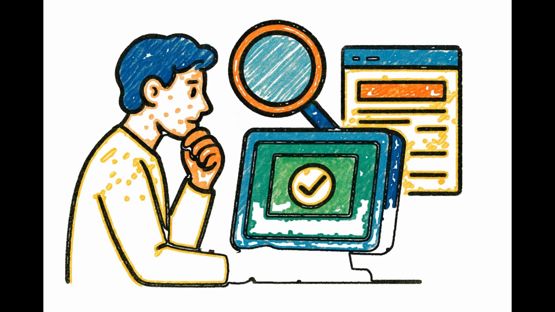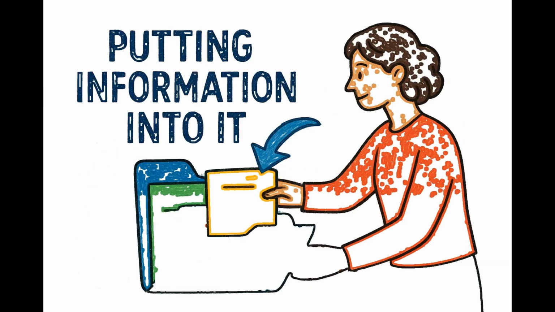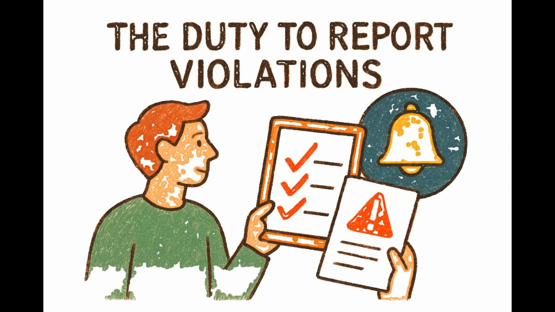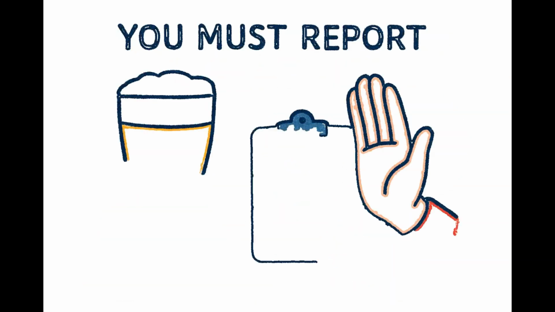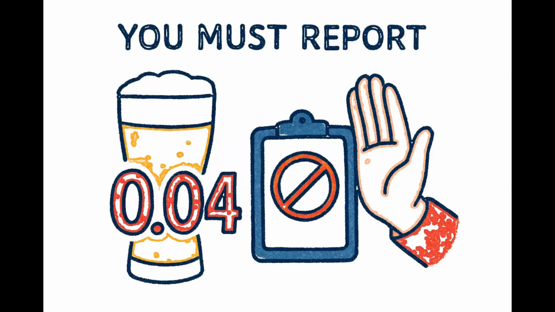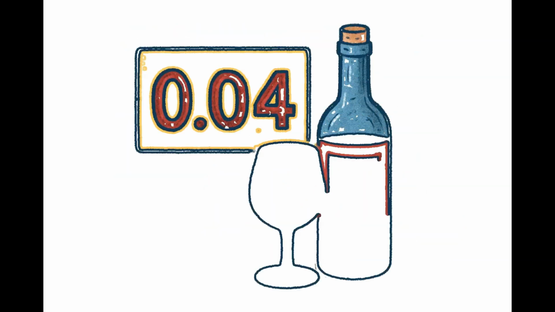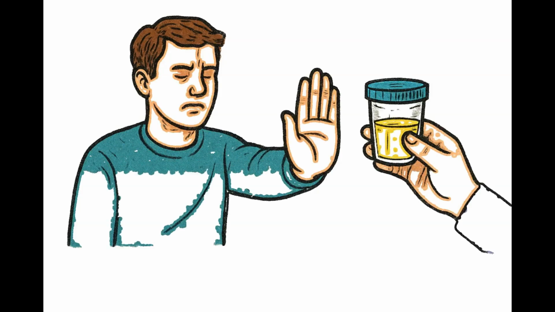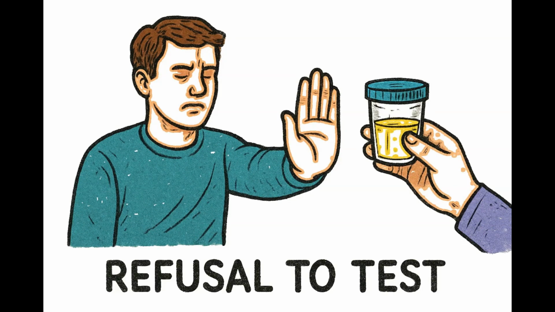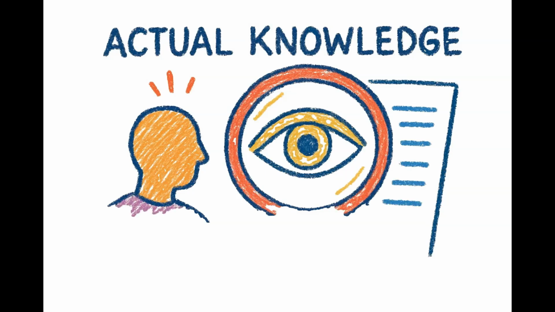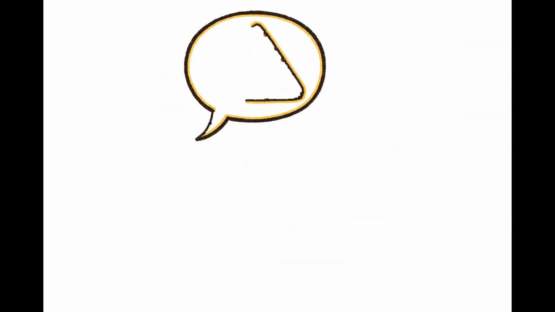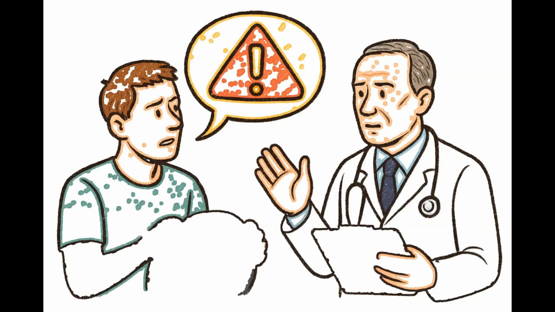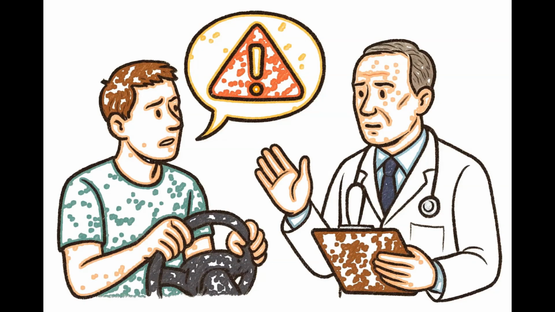That covers looking into the system. The other side of the coin is putting information into it. This is your second core responsibility, the duty to report violations. You must report several specific types of violations. First, any alcohol confirmation tests with a result of 0.04 or greater. Second, any refusal to submit to a required test, whether for drugs or alcohol. And third, something called actual knowledge of a violation. This is for situations a medical review officer might not be aware of, like a driver admitting to using illegal drugs or alcohol before performing a safety-sensitive function.